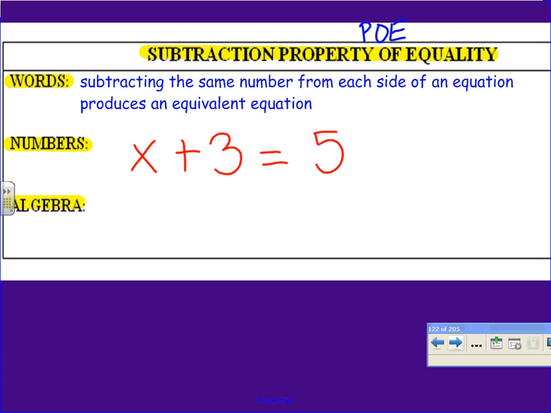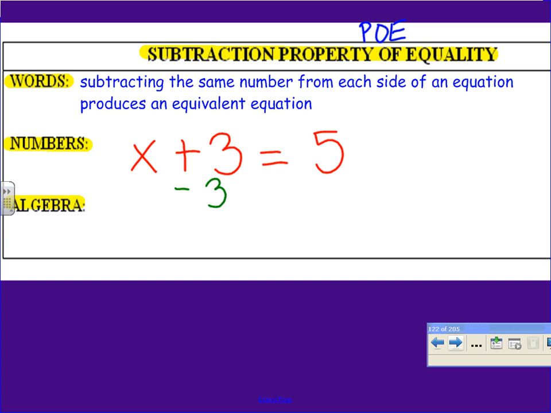So if we have something like x plus 3 equals 5, we're going to use the subtraction property to produce an equivalent equation. As of now, both sides of this equation are equal because obviously there's an equal sign right here telling us they're equivalent. They're equivalent expressions, but it's really an equivalent equation.